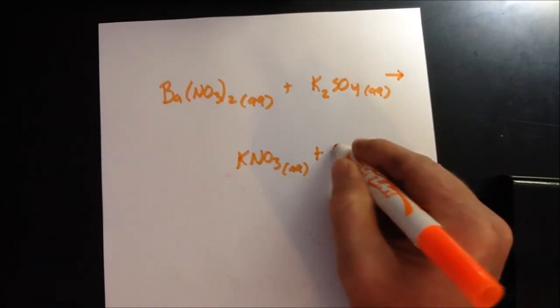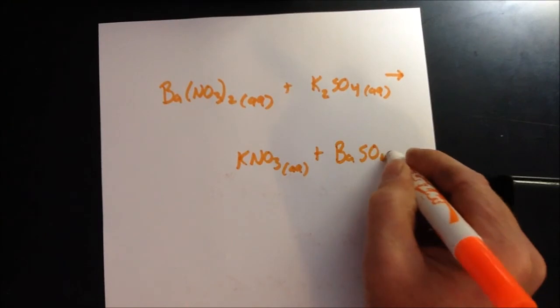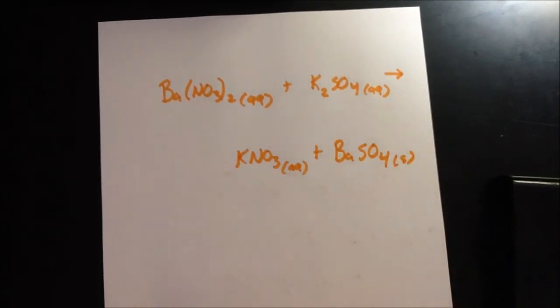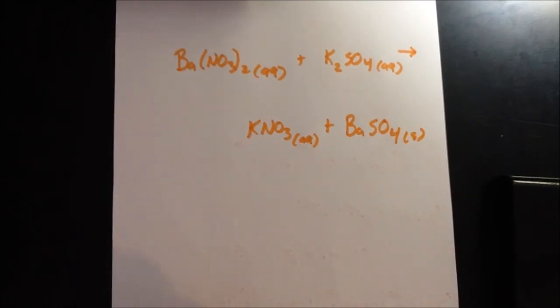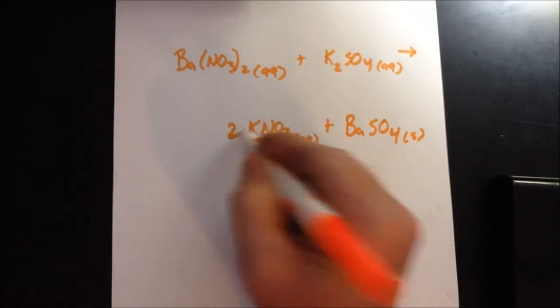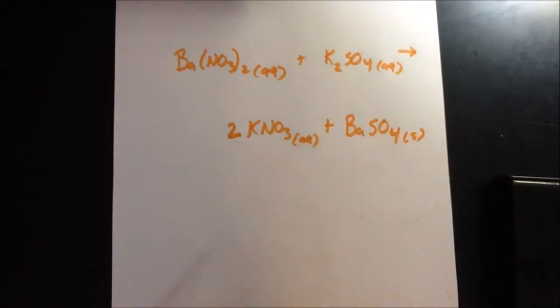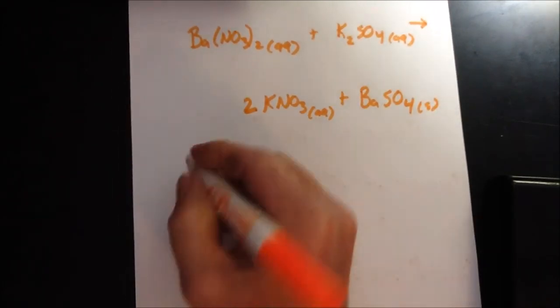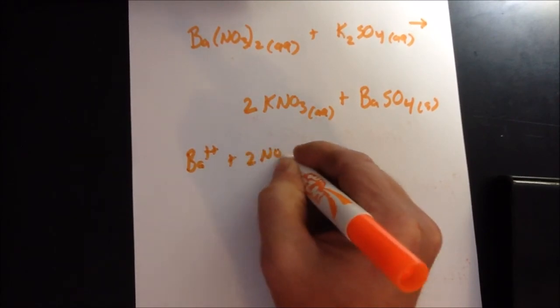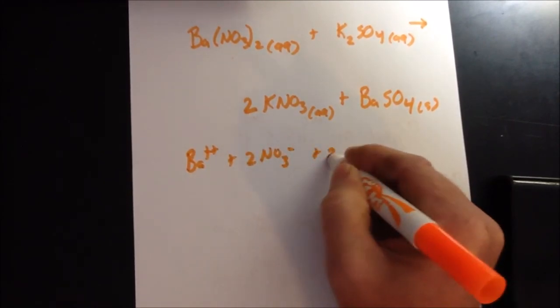Barium with sulfate. Barium is a +2, sulfate's a -2, so we get BaSO4. All sulfates are aqueous except lead, mercury, barium, and calcium, so this one's going to be solid, so there's my driving force. I want to balance that equation, and 1 barium, 2 nitrates. I need a 2 here, which also fixes the 2 for the potassium, so I get 1, 1, 2, 1. And now I'm ready to go to the net ionic, breaking all this apart. Ba++ plus 2 NO3 minus plus 2 K plus.